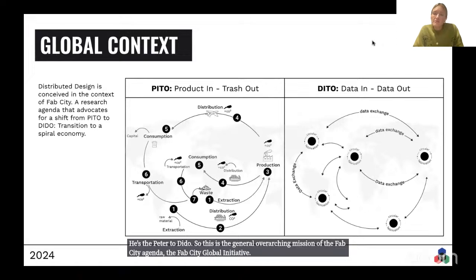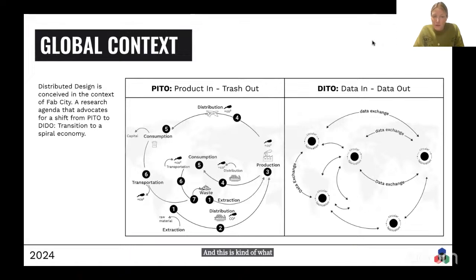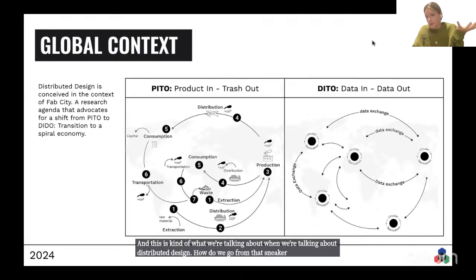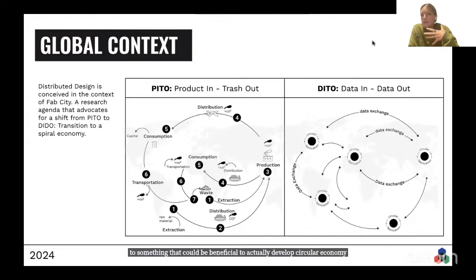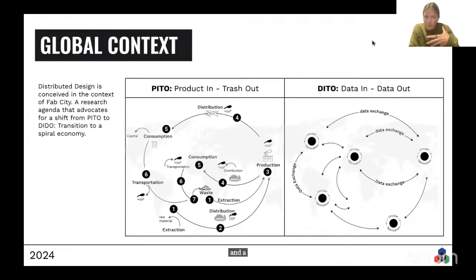And this is kind of what we're talking about when we're talking about distributed design. How do we go from that sneaker being a product that represents global inequality, global waste paradigms, unsustainable materiality, to something that could be beneficial to actually develop circular economy locally and a knowledge exchange on a global scale?